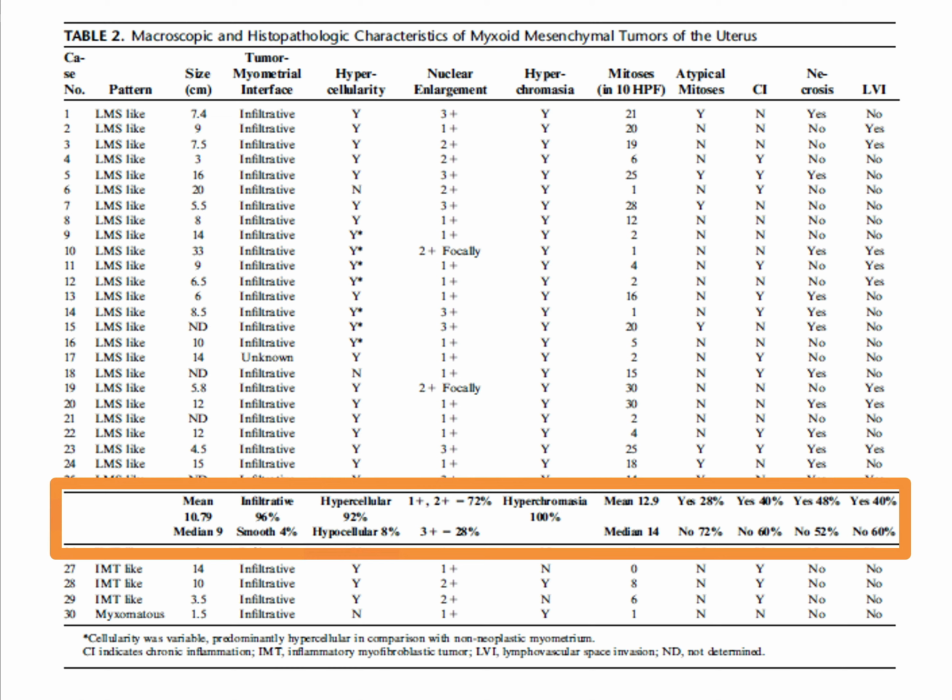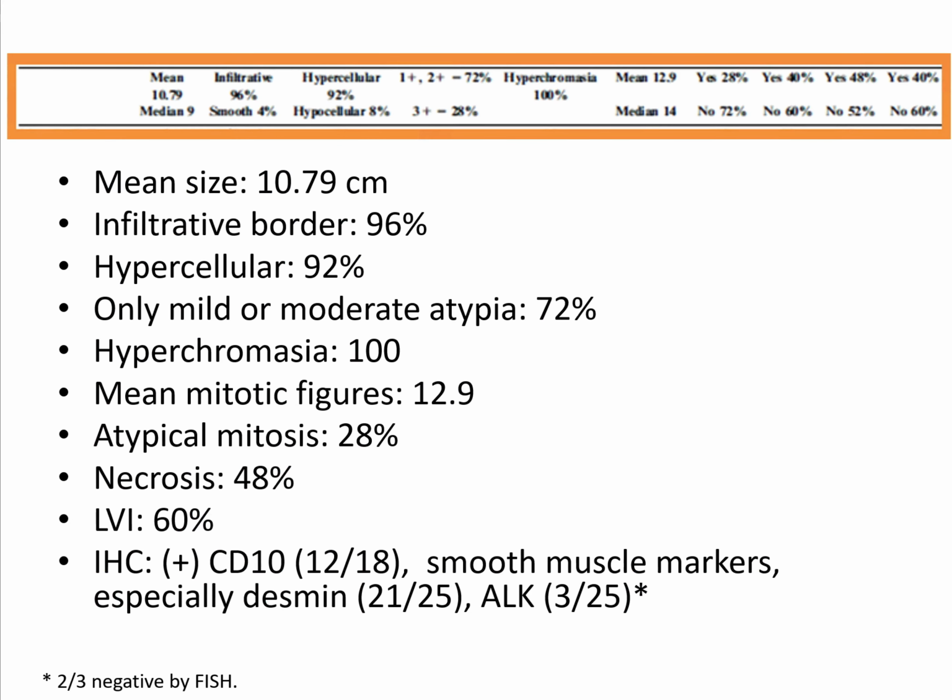And then the mitotic activity was actually pretty high. The mean was 12.9. The median was 14. And then atypical mitoses were not common. Necrosis was present in about half the cases, and LVI was present in about 40% of the cases. So that's interesting to keep in mind, because we tend to sort all leiomyosarcomas into the same bucket when really these are morphologically different.